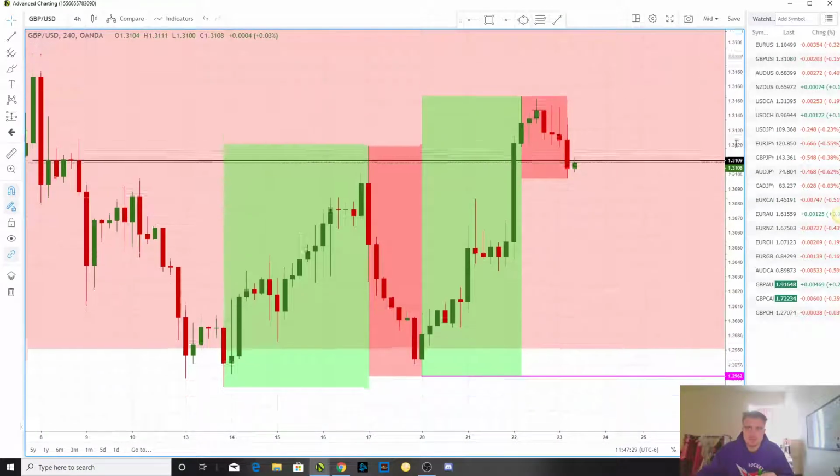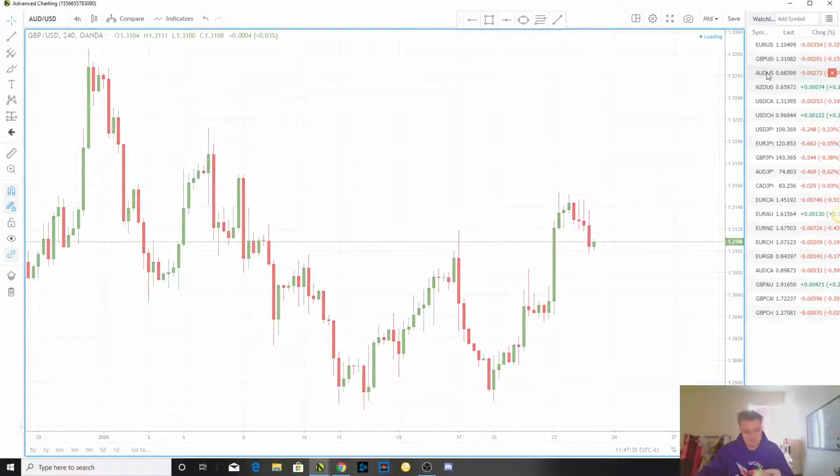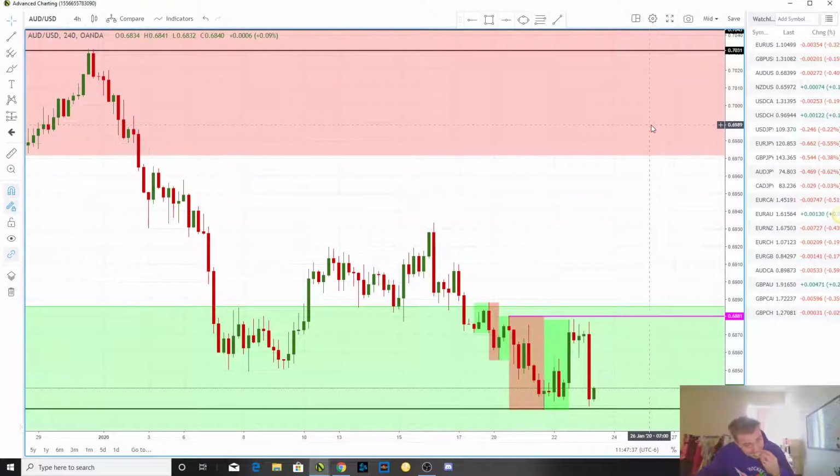Looks like the pound is in the higher time frame supply, waiting for that to turn around and show some downward strength.